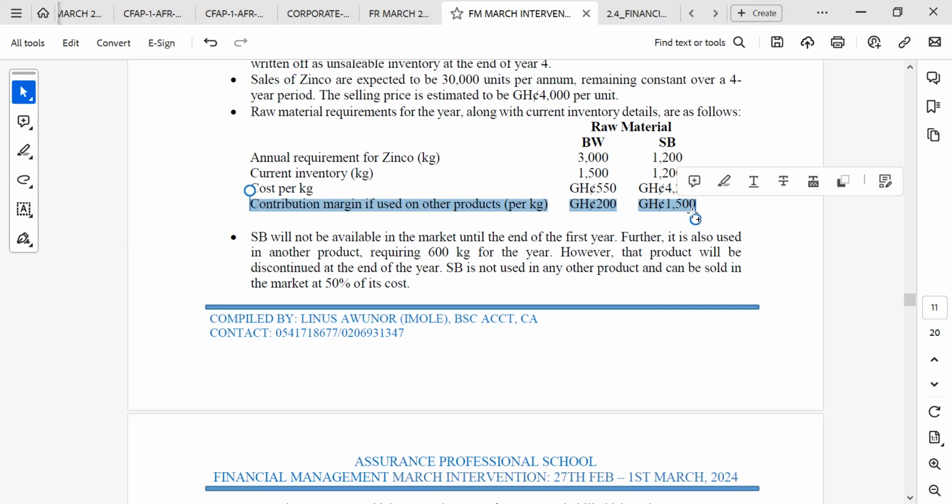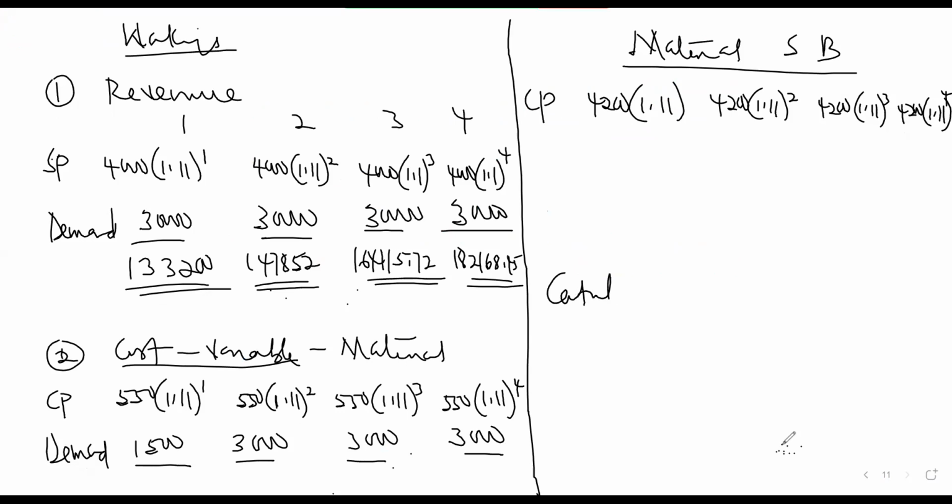So the contribution loss will be, which is an opportunity cost. So the contribution loss will be part of the cost for the first year. So that will be 1,500 times 600. What are we getting? $900,000. Okay, 900,000. That is part of the cost for the first year. So that will be the contribution loss.